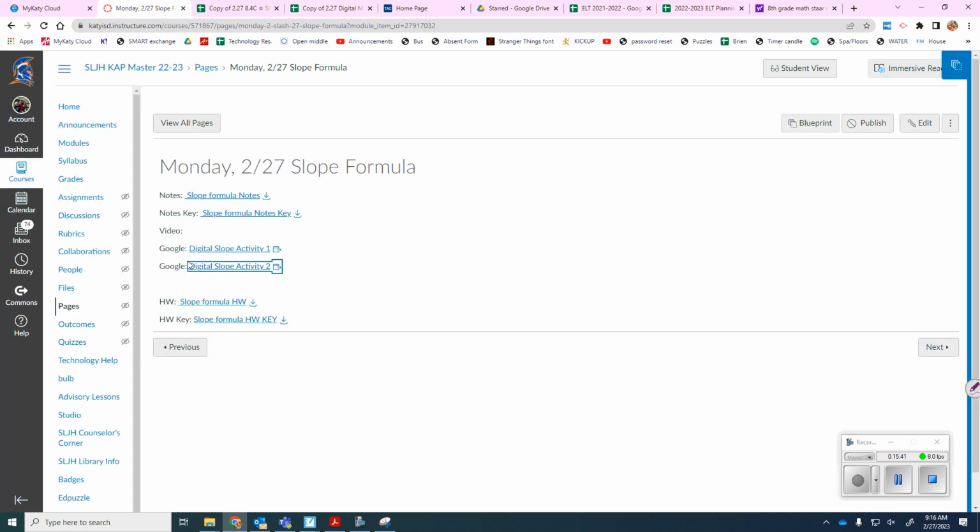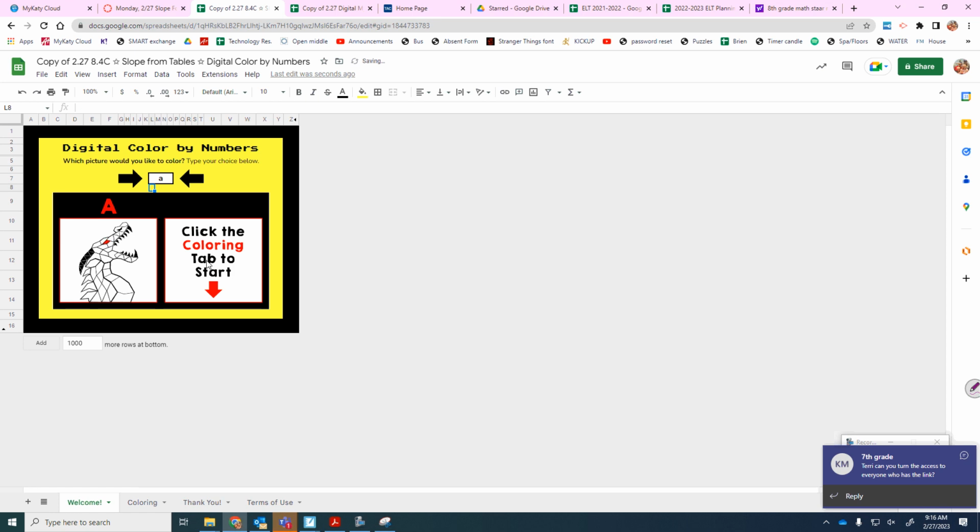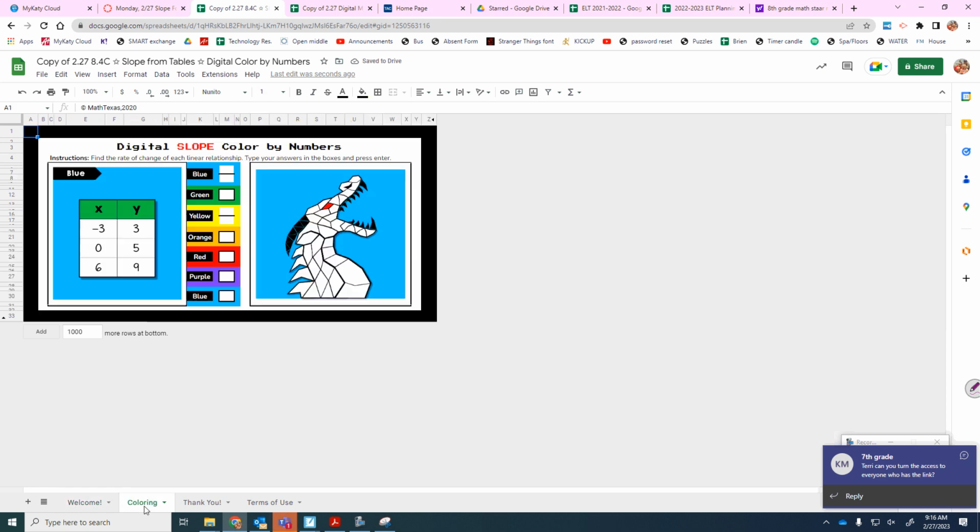The other activity, activity 2, looks like this. First, it's a color by number. They want to know, do you want to do the dragon or the butterfly? What do y'all want? Dragon's what I heard first. So I'm going to type an A, hit enter, and then it says click the coloring tab to start. So down here, I would click this, and then I'm going to go through these answers. Find the rate of change of each linear relationship, type your answers in the boxes and press enter. So this is obviously green, so we're going to type it here. Make sense? Anybody have a question?